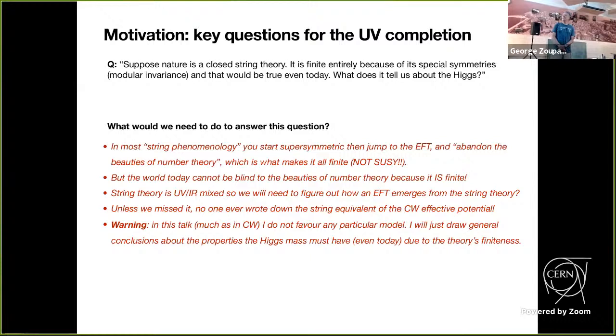So we're interested in looking at what happens in a full theory, in a string theory. And the starting position is that if you assume that nature is based on a closed string theory, whatever it is that makes the theory finite has to be there even today. And the thing which makes string theory finite is not supersymmetry, but modular invariance. So modular invariance is the thing which, and I'll show you how, renders all the diagrams finite in quotation marks. So it's finite up to infrared divergences.